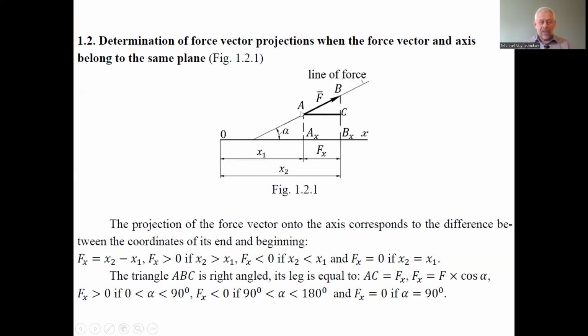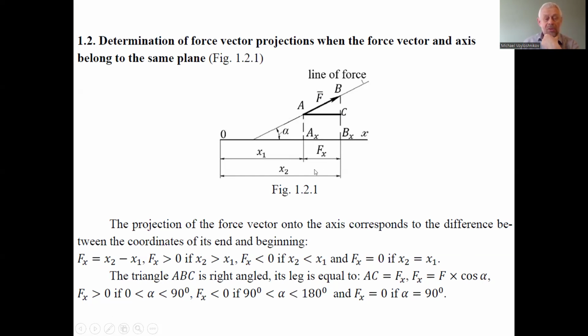In the triangle ABC, the hypotenuse is the force vector F, and the leg AC is the projection of the force vector on the abscissa axis. We can find this projection Fx as the product of the magnitude of the force F by the cosine of the angle alpha between the hypotenuse and the leg. This means the angle between the direction of the force and the abscissa axis, I mean the alpha angle.